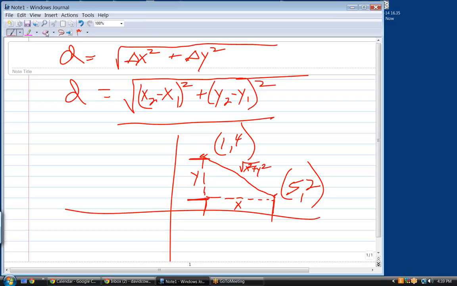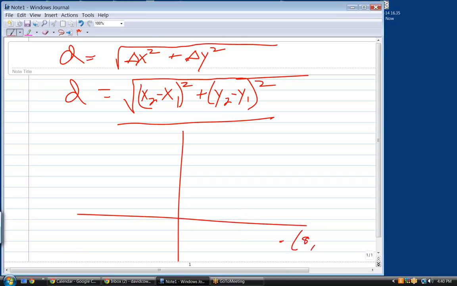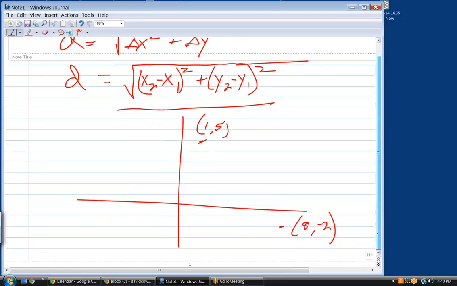Okay? Do you have a specific one? Yeah. Okay. What are your two coordinates? Well, it says find the perimeter of the triangle with vertices 8, negative 2, 1, 5, and 4, negative 5. So somewhere down there.